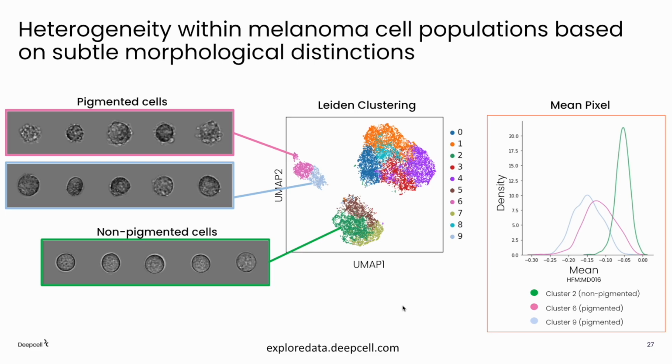Furthermore, if you wanted to collect these cells for additional downstream analysis, such as single-cell RNA-seq, you can easily select the cell population of interest in the software, and the instrument will sort the cells for you, keeping them viable and intact. This dataset is available to explore for yourself on our website. It can be found at this URL, exploredata.deepcell.com.